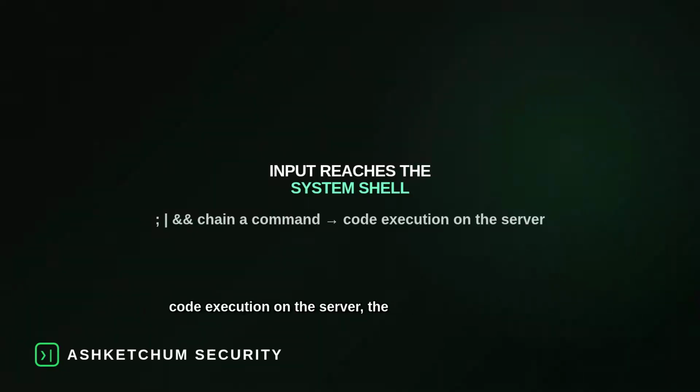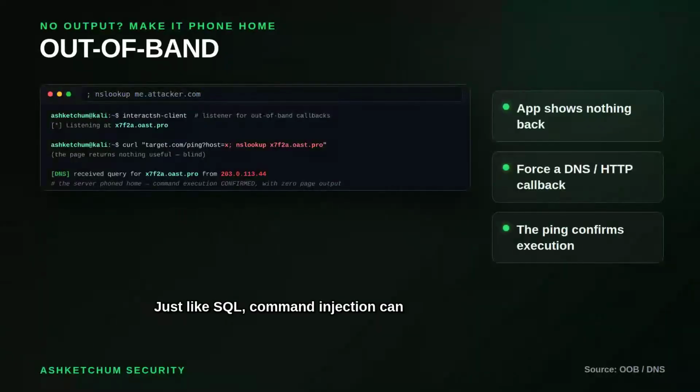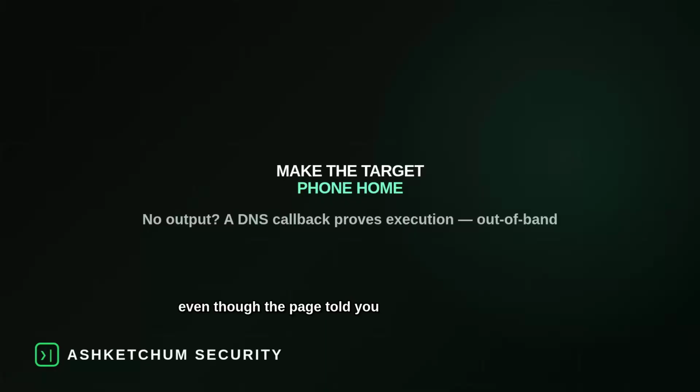Command injection often means direct code execution on the server. The most severe outcome there is. Just like SQL, command injection can be blind. The application runs your command but never shows you the output. So you get creative: you make the server prove it ran your command by reaching back to you. You inject a command that pings a server you control or makes a DNS lookup to your domain. When you see that connection arrive, you've confirmed code execution even though the page told you nothing. This out-of-band technique is how blind injection of every kind gets confirmed. Make the target phone home.